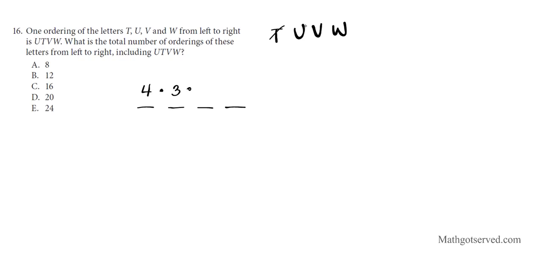Another one is taken. How many letters do we have left? 2. How many can go into spot number 3? 2. And then we have one left for spot number 4. If you multiply these numbers together, it tells you the total number of orderings of these letters from left to right, which is 4 times 3 is 12, times 2 is 24. So our answer is 24.